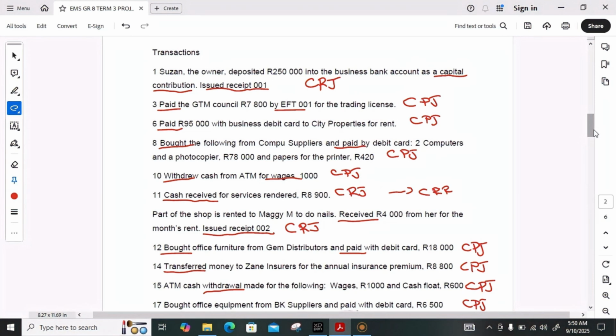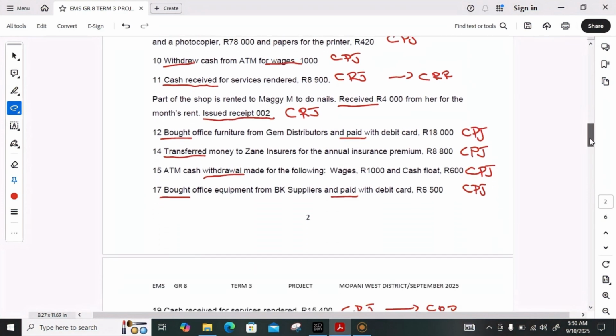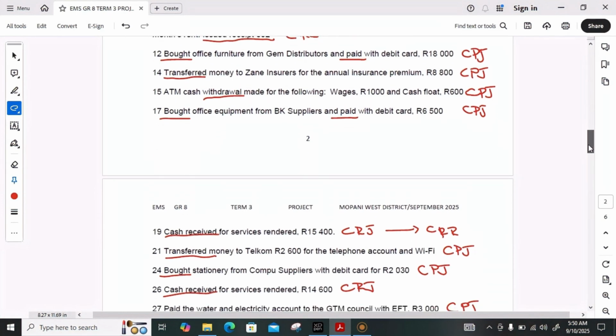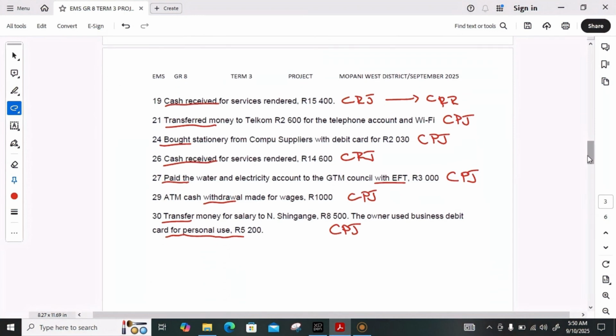If for some reason you are stuck with 1, 2 or 3 things, you can pass by and let me have a look at your work. Remember, you have 1 week of practicing this activity, these transactions. Make use of the 1 week. Good luck with your project and have a wonderful day.